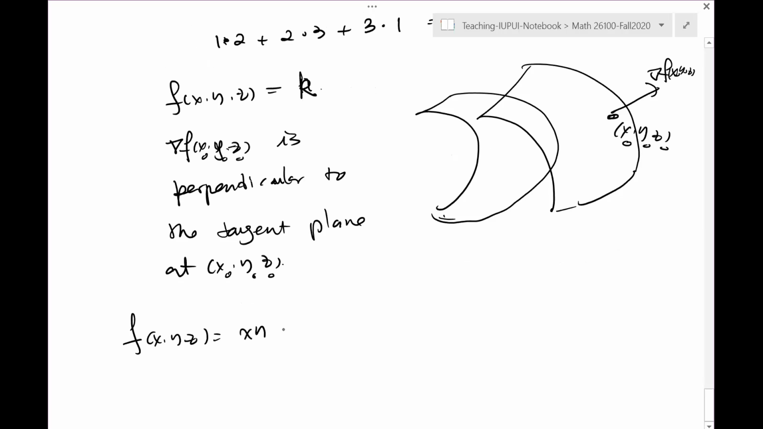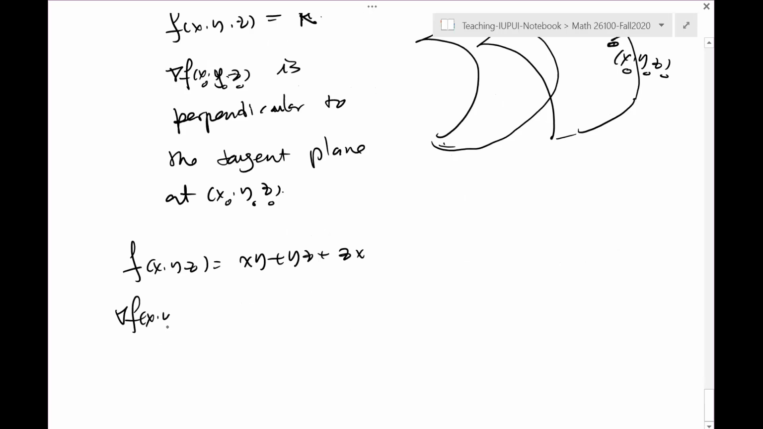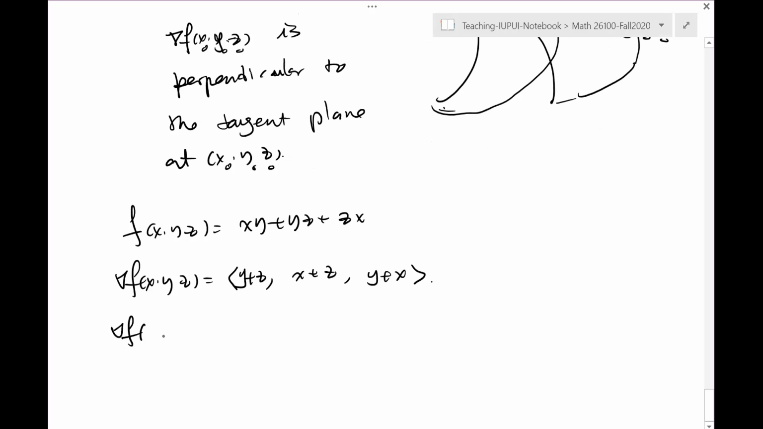So our function f is xy plus yz plus zx. The gradient of the function: differentiating with respect to x gives y plus z, with respect to y gives x plus z, and with respect to z gives y plus x. We have to evaluate at the point 1, 2, 3. So it's 5 i plus 4 j plus 3 k. This is not a unit vector, but it is perpendicular to the tangent plane.